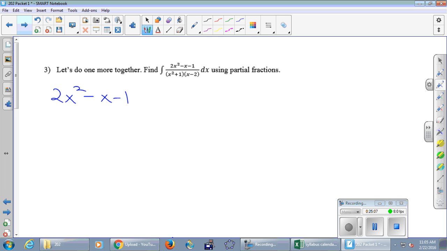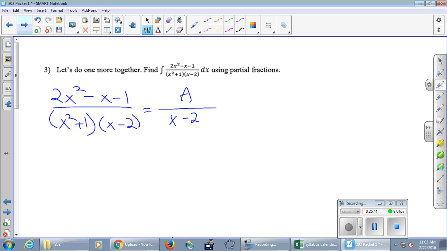I'm going to copy the integrand. I think this is worth writing without the integral symbol. So go ahead and copy the integrand. Okay, and we're going to try to set this thing up. The x squared plus 1 is not the first thing I would deal with. I see the x minus 2 is the simpler thing. So what do we do with the x minus 2? A, great. Single linear factor, easiest thing we could have.